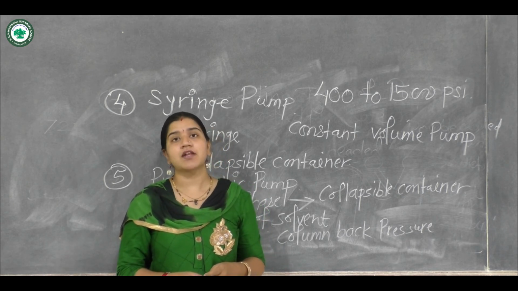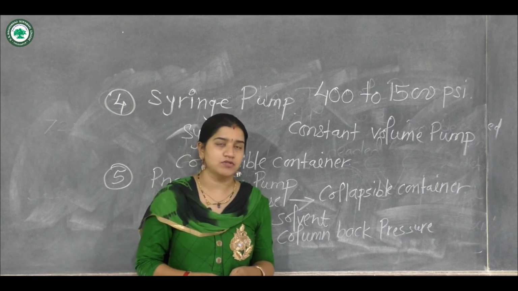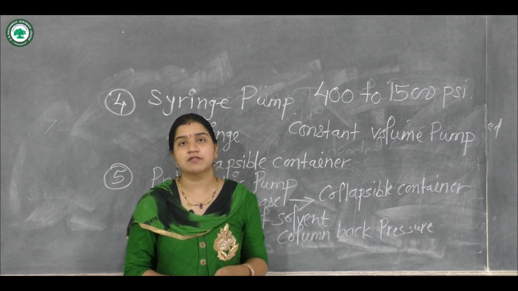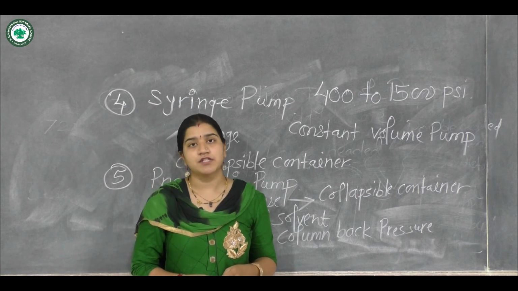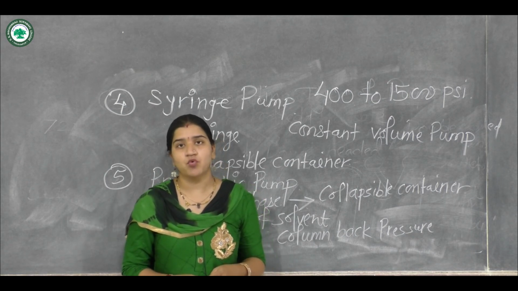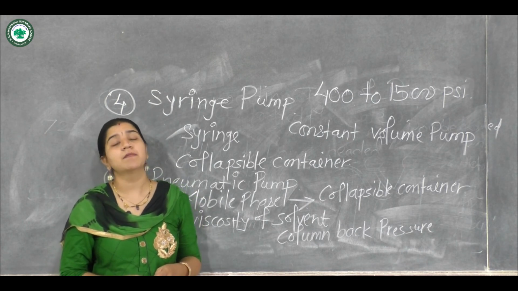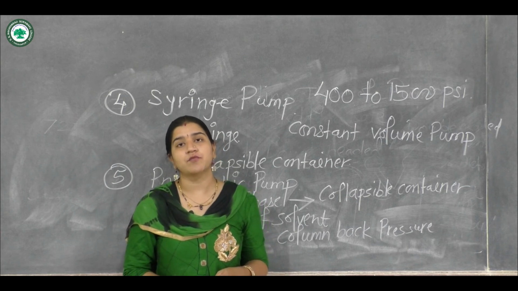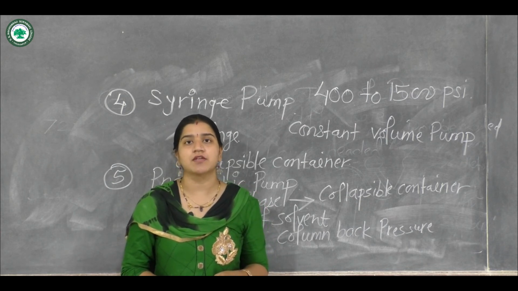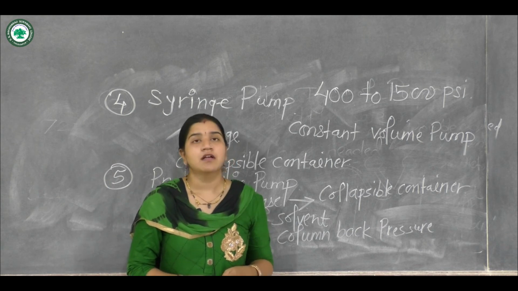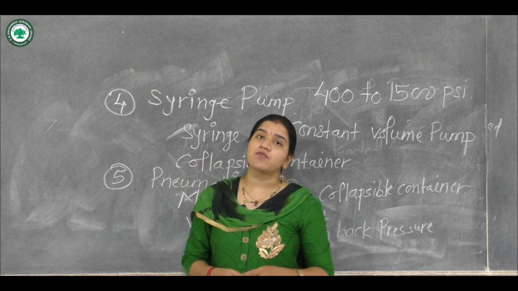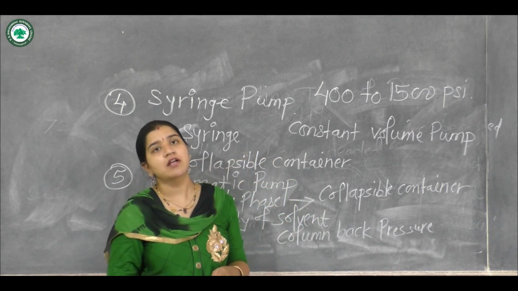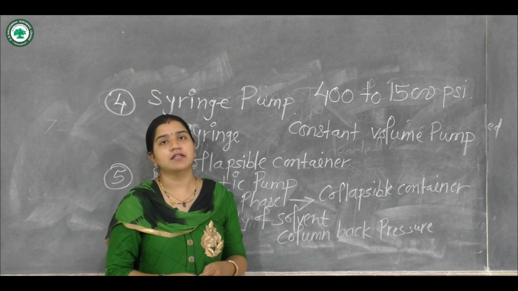Now basically there are 5 types of pumps that we are using. The first one is the constant pressure pump, the second one is the constant displacement pump, the third one is the reciprocating type of pump, the fourth one is the syringe type of pump, and the fifth one is the pneumatic type of pump. So this is all about the different types of pumps or the pumping system used in HPLC. Now the next is the different types of sample injection systems or sample injection units that we are using in HPLC.